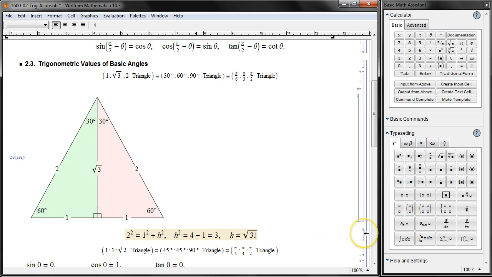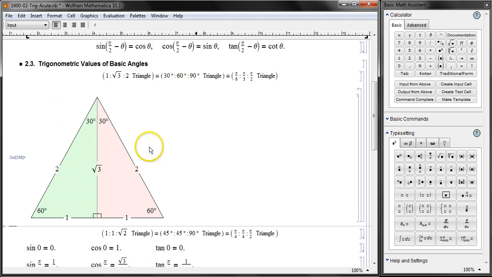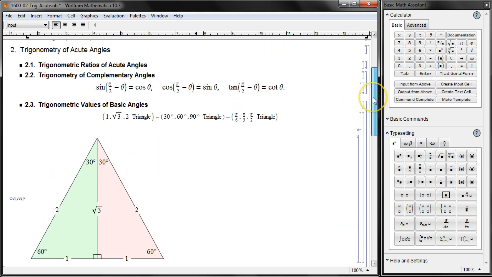Now, if you're good at geometry, you want to deduce it like this. But most students would feel much more comfortable just by memorizing the picture. You get a 1, square root of 3, 2 triangle with the angles 30 degrees and 60 degrees. In terms of radian measure, it's pi over 6, pi over 3, and pi over 2 instead of 30 degrees, 60 degrees, and 90 degrees.